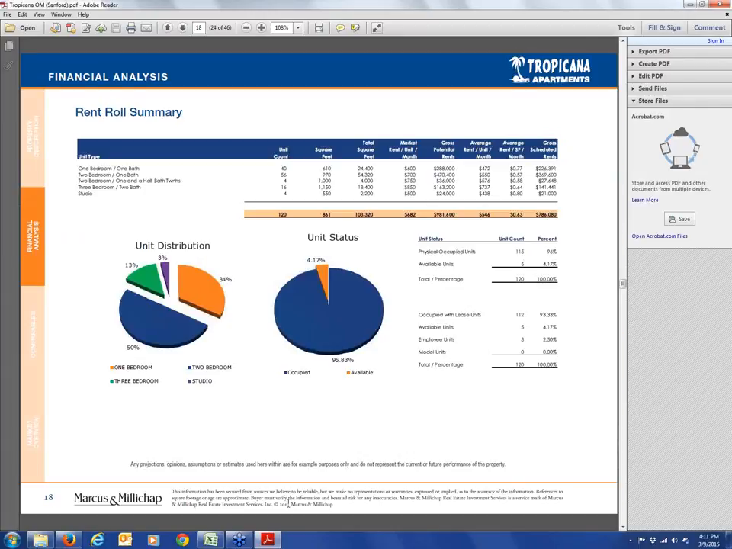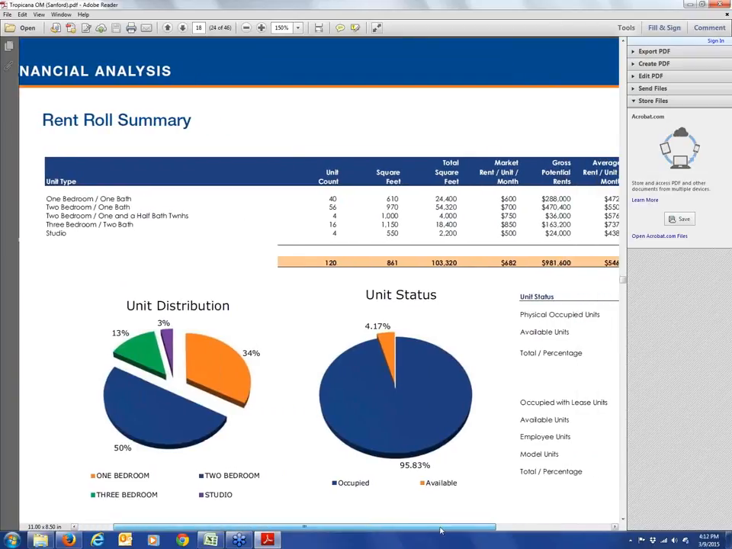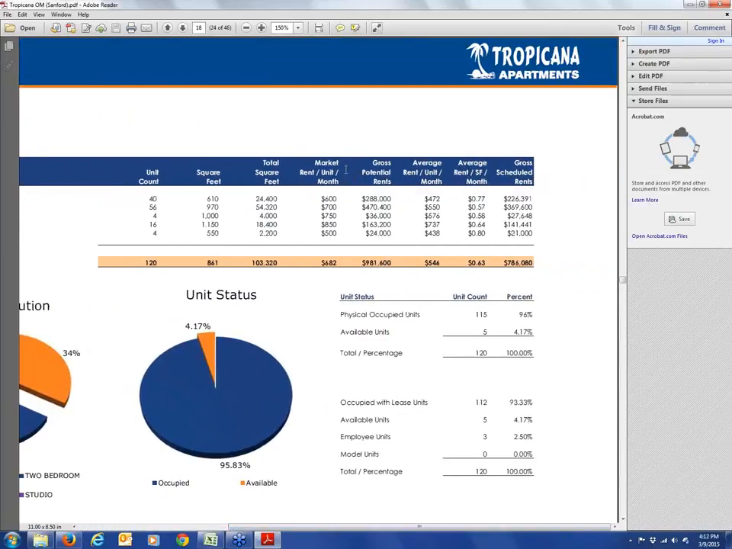Current property financials. Now, this is where it gets good. Let's see if we can zoom in on this a little bit more. My tired eyes are not looking at this very well. There's the split. There's a unit mix, the amount per square footage of each one of these. Total square footage. Now, market rent per unit per month: $600, $700, $750, $850. Average rent per month, so $472. If we take the $472 divided by the 600, we're looking at 22% below market. The rents are 22% below market.